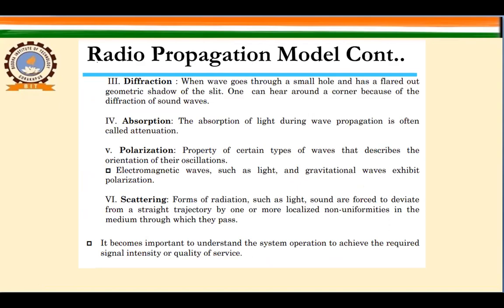Diffraction takes place when there is a sharp cut, a geometric shadow, when the wave goes through a small hole and spreads out into the geometric shadow of this slit. So one can hear sound around a corner because of the diffraction of sound waves. Absorption takes place when the wave is propagating in free space medium and is absorbed by things like water.